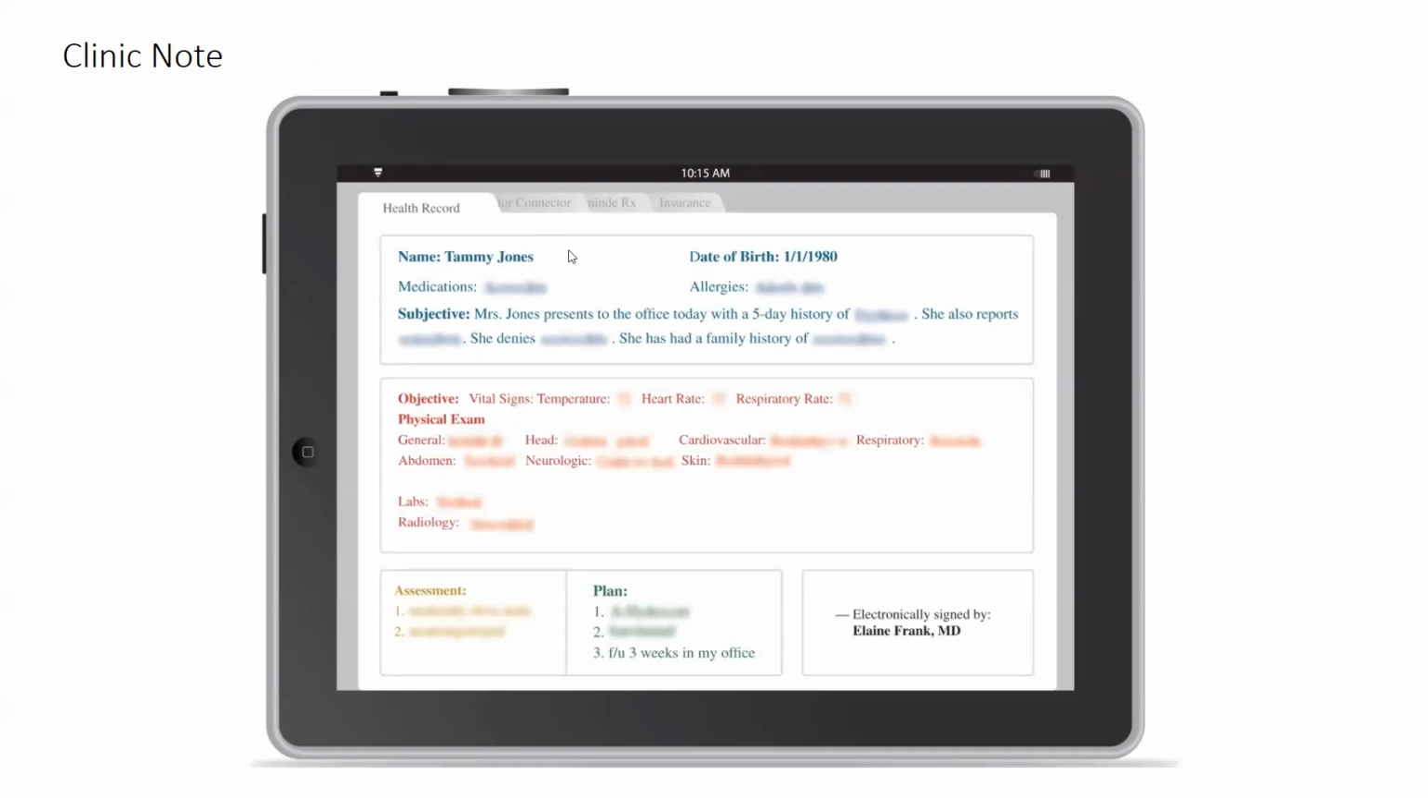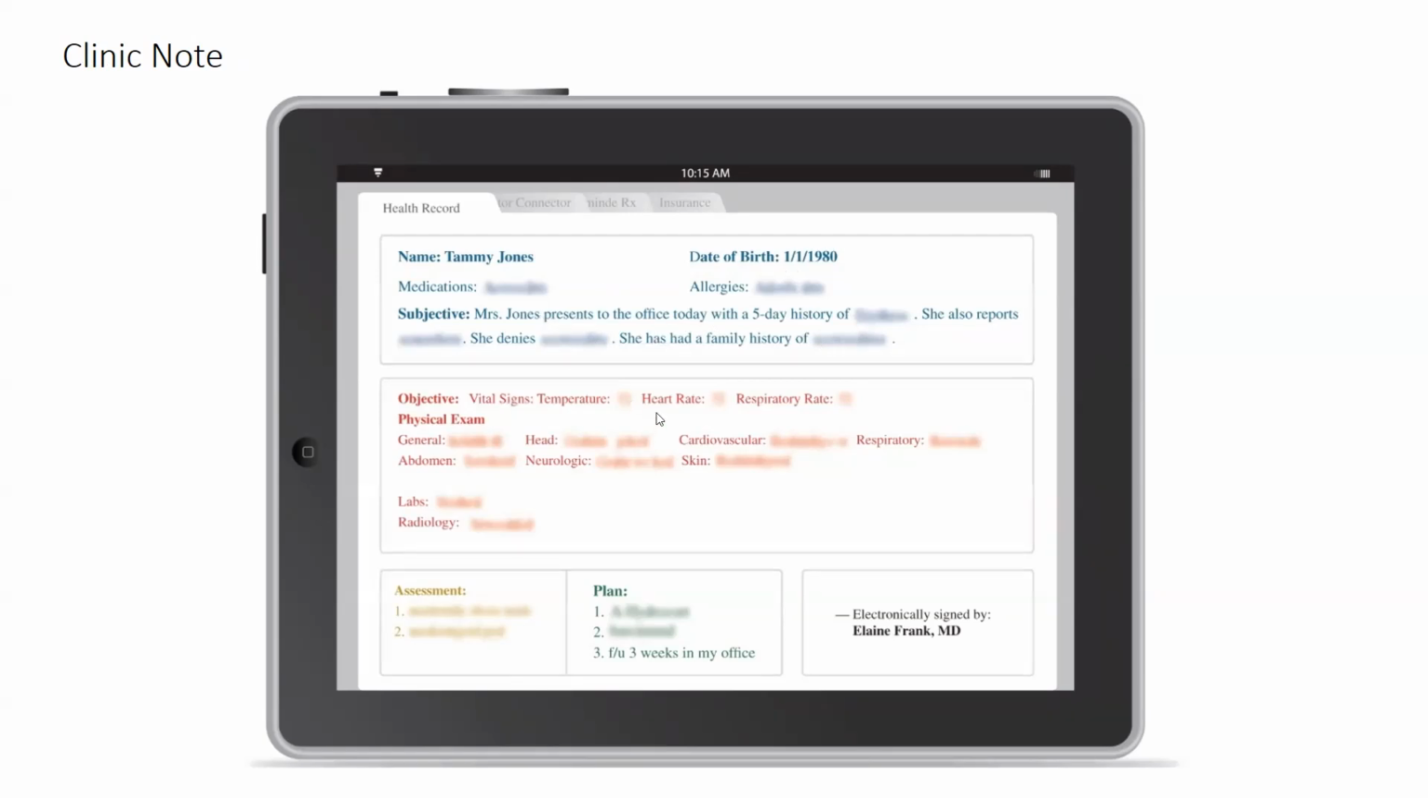This patient, Tammy Jones, went into the clinic, and because of HIPAA regulations, they blurred out all the good stuff. But here in the subjective portion, the S portion, is their history. So what kind of medications they're on, what kind of allergies they have, and what did they report that day? So they reported they've been having whatever the symptom is for 5 days. And they also reported this symptom. She denied that she had done illicit drugs, but she does have a family history of this. So all of that is information coming from the patient.